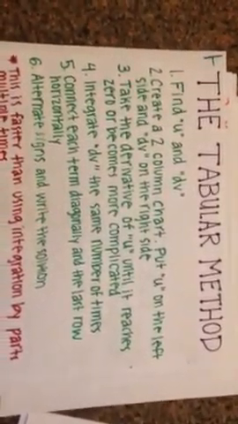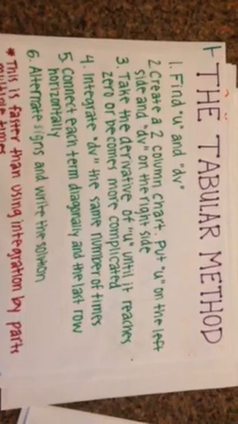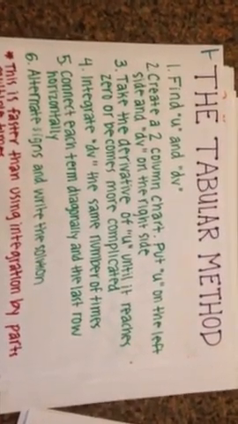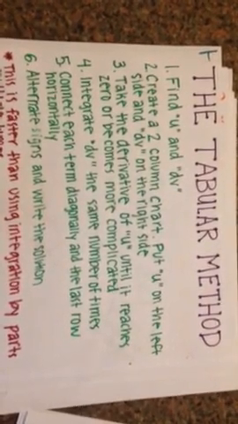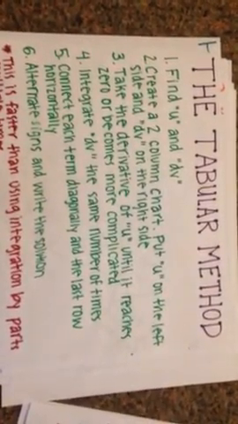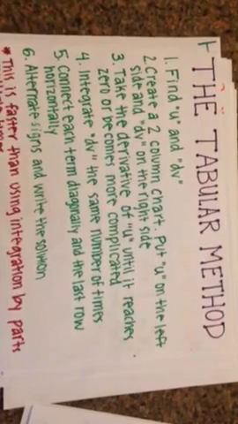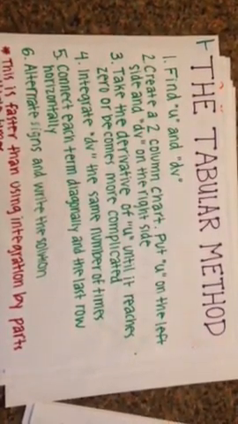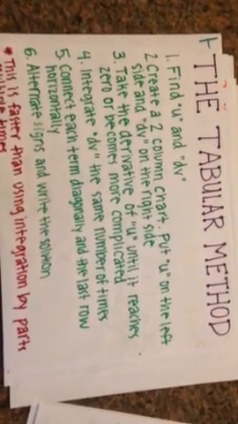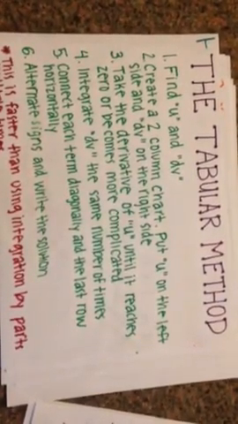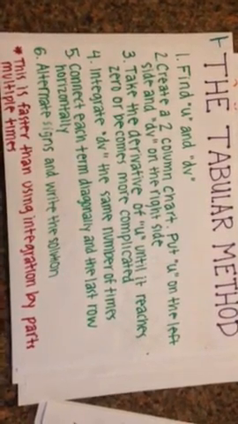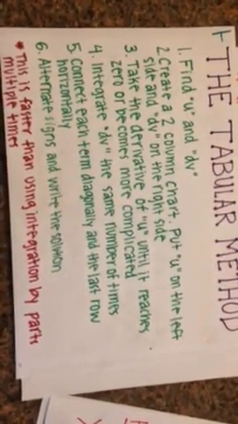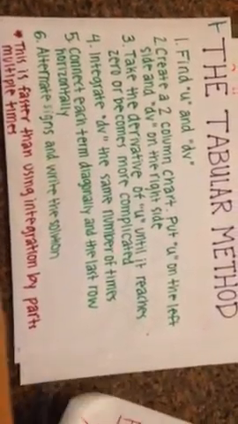The tabular method. 1. Find u and dv. 2. Create a 2-column chart. Put u on the left side and dv on the right side. 3. Take the derivative of u until it reaches 0 or becomes more complicated. 4. Integrate dv the same number of times. 5. Connect each term diagonally and the last row horizontally. 6. Alternate signs and write the solution. This is faster than using integration by parts multiple times.